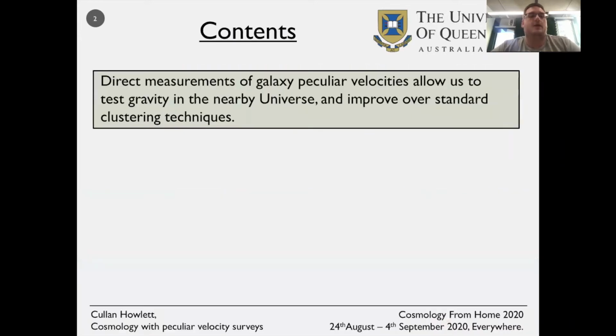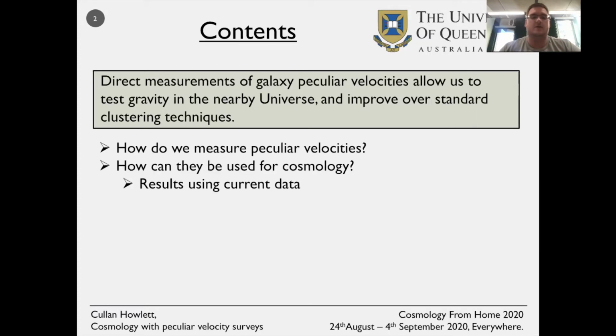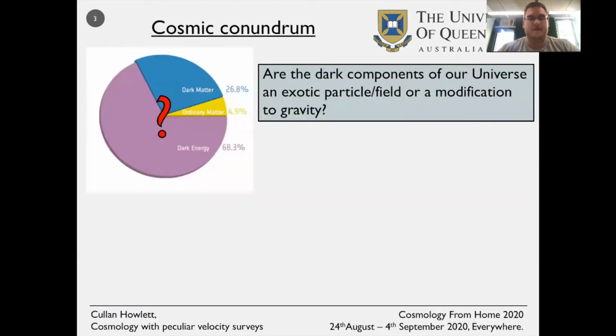So the aim of this talk is to try and convince you that direct measurements of galaxy peculiar velocities allow us to test gravity in the nearby universe and improve over standard clustering techniques, such as using Redshift Space Distortions. So I'm going to start with how we measure these peculiar velocities, then go on to how they can be used for cosmology and some results with current data, and then some forecasts for the future.